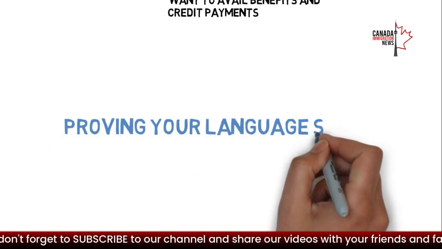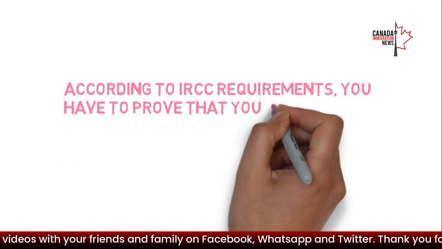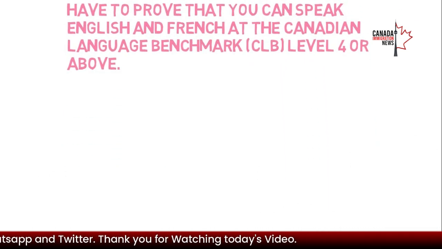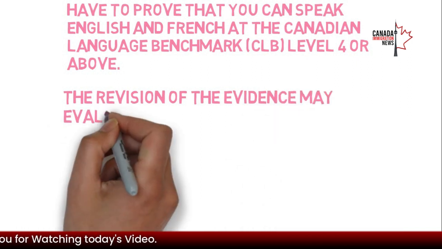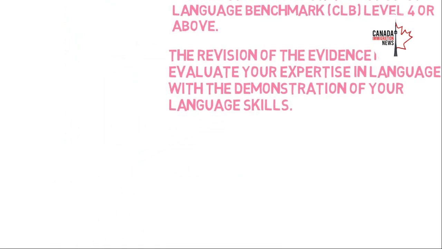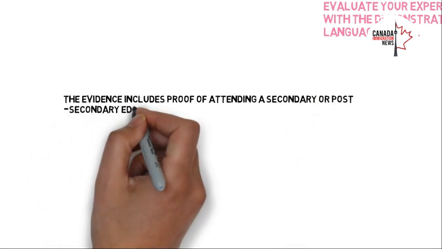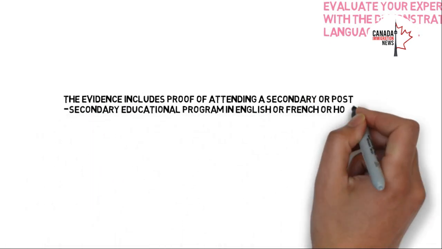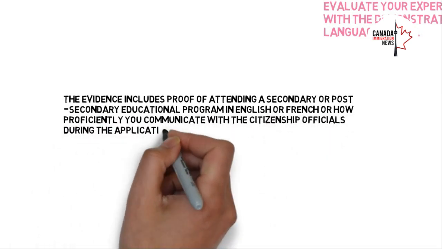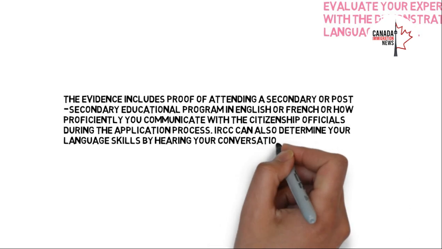How to prove your language skills. According to IRCC requirements, you have to prove that you can speak English or French at the Canadian language benchmark level 4 or above. The revision of the evidence may evaluate your expertise in language with the demonstration of your language skills. The evidence includes proof of attending a secondary or post-secondary educational program in English or French, or how proficiently you communicate with the citizenship officials during the application process. IRCC can also determine your language skills by hearing your conversation with the citizenship official.